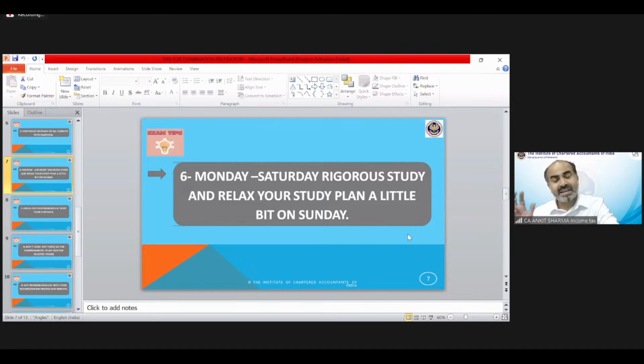So on Sunday, I generally studied for 3 or 4 hours, very little, and for the remaining time I did not study at all. I enjoyed that day. And what exactly happened is that from Monday, I was feeling so energetic. I was feeling so fresh to study again. That is very important because it's very difficult to study for all 7 days for the next 3 or 4 or 5 or 6 months. It's not practically possible.